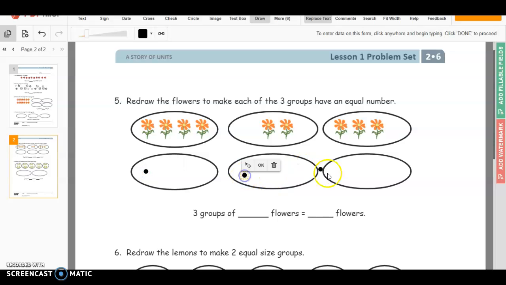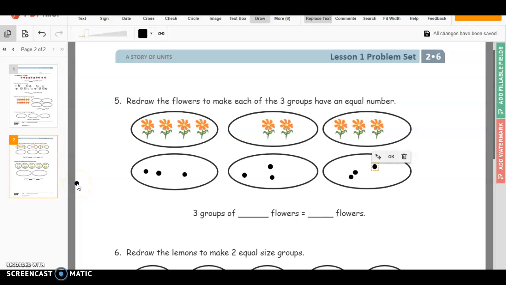1, 2, 3, 4, 5, 6, 7, 8, 9. Now you could have done it another way, like we did it the first time with the oranges, where you put a dot and then you crossed out each flower until you had none left. I thought it was easier to do it this way.